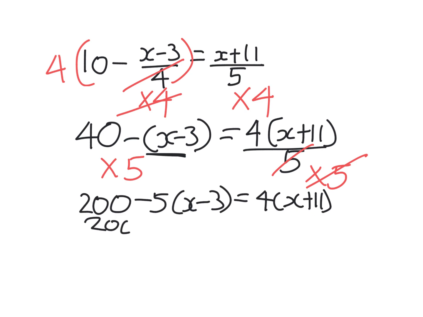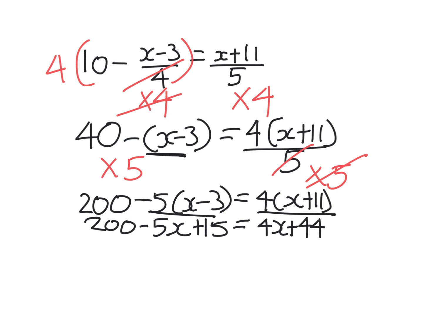So I'll leave the 200 alone because we have to do times before add. So I go negative 5 times x, negative 5 times negative 3. That's how I expanded this one. Now to expand this set of brackets, 4 times x and 4 times 11. So just getting like terms together, 200 plus 15 is obviously 215. So now I have an equation in which I have the pronumeral on both sides.